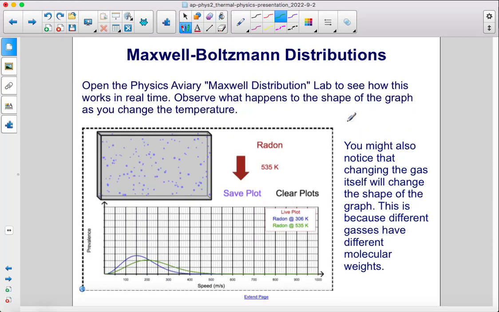Open the Physics Aviary Maxwell Distribution Lab to see how this works in real time. Observe what happens to the shape of the graph as you change the temperature. You might also notice that changing the gas itself will change the shape of this graph down here. This is because different gases have different molecular weights.